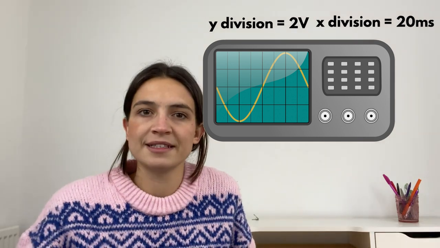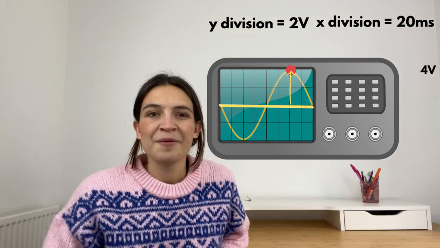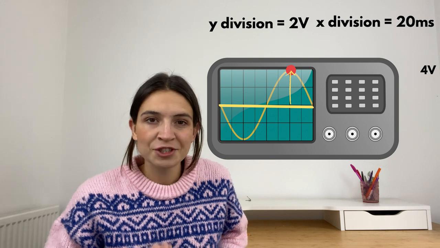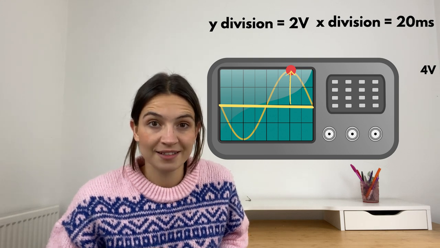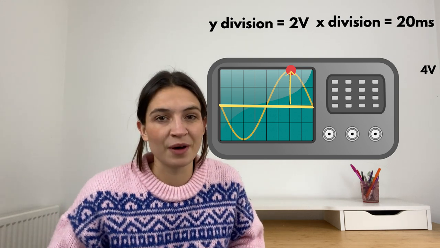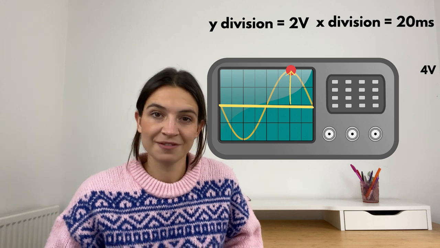So what is the peak voltage of this wave? Well, the peak, which is here, is 2 squares above my X-axis. And since each square is worth 2 volts, that is 4 volts.